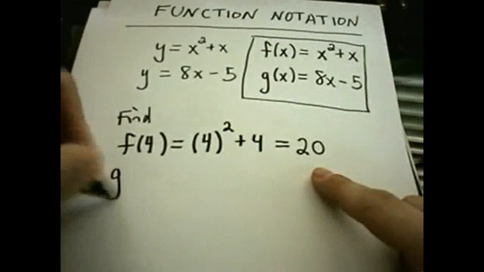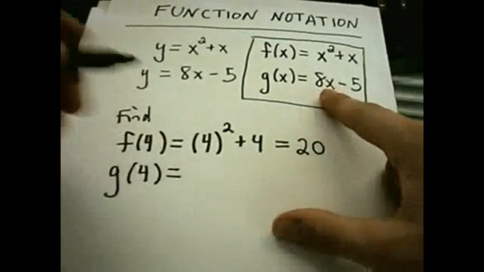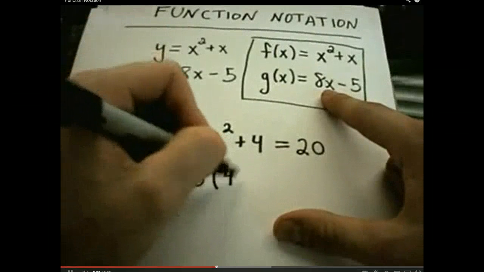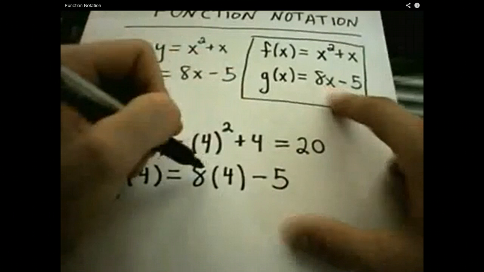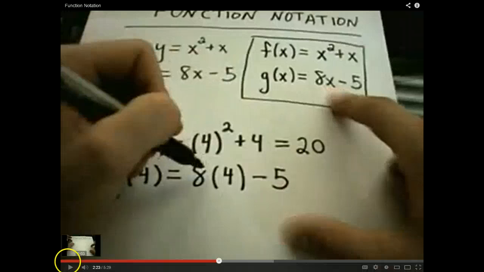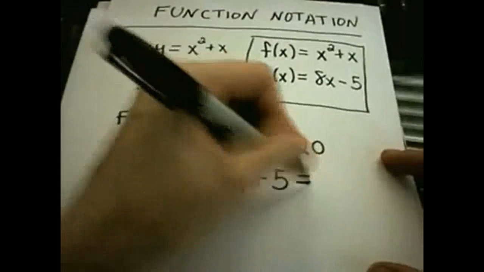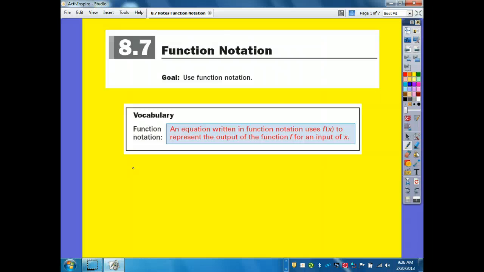Likewise, if they said calculate g of 4, well, again, I just find my g equation, and everywhere there's an x, I replace it with the number 4, and then I just simplify it. Did good on the last one. What's this one? Say it louder. 27? Agree? Let's see. So 8 times 4 is 32. 32 minus 5 is 27. Woohoo! 2 for 2.